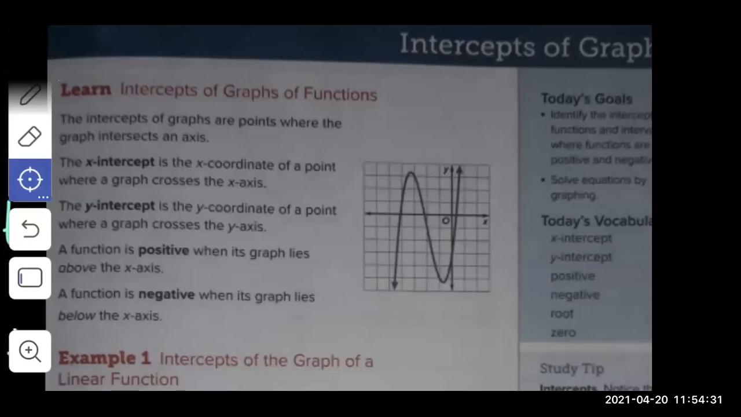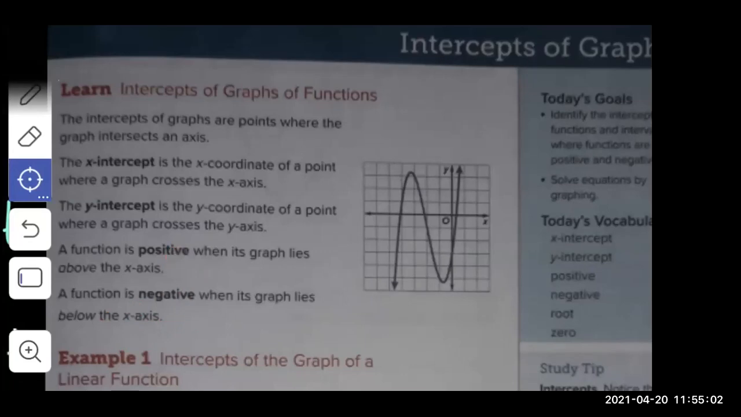And something else we want to talk about is a function. We know that a function, guys, is a relationship. It's a relation where the input is related only once with one of the output. And a function is positive, listen up, when its graph lies above the X axis. A function is positive when its graph lies above the X axis. And a function is negative when its graph lies below the X axis.